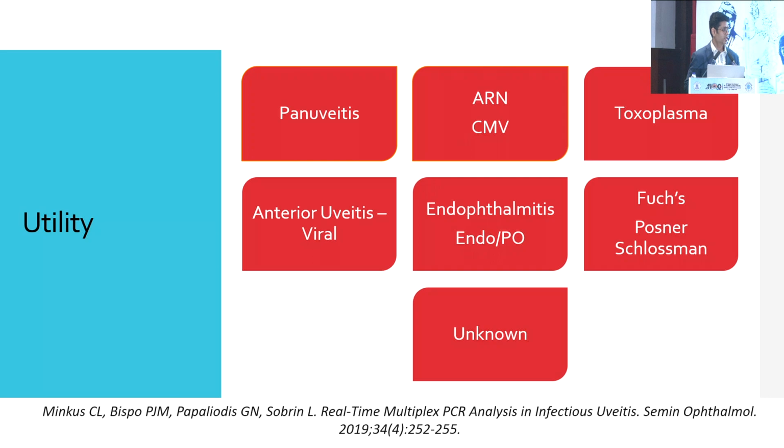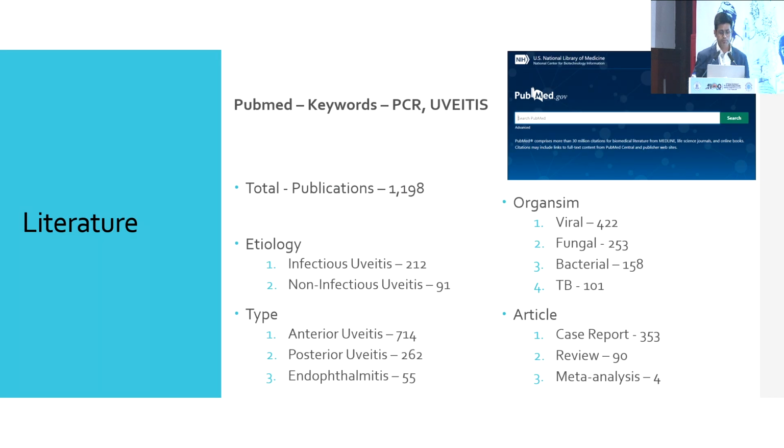Even as I showed in the case of toxoplasma, retinitis can be confusing. In those cases, we can go ahead. In cases of anterior uveitis, where you want to confirm a viral etiology, you can go ahead with PCR. And some entities like Fuchs and Posner-Schlossman have associations with viral etiology. In those cases, you can do a PCR.